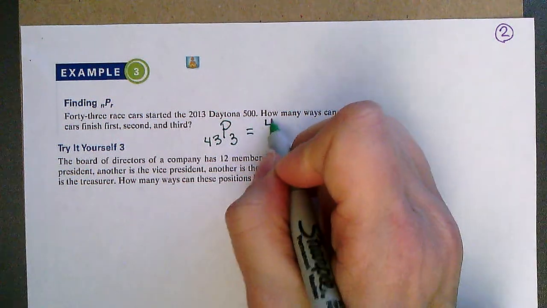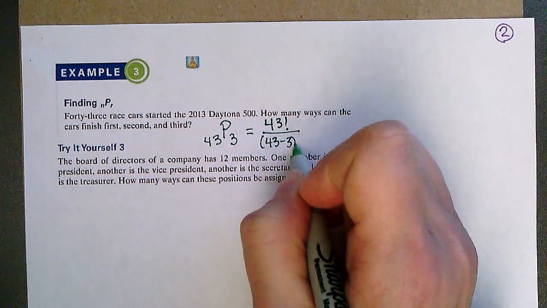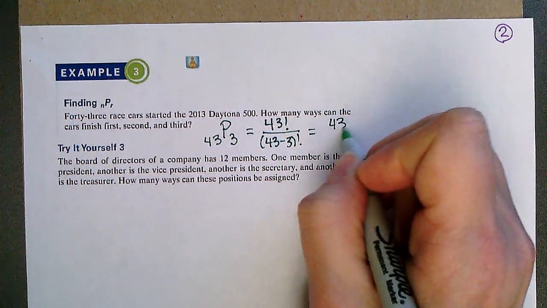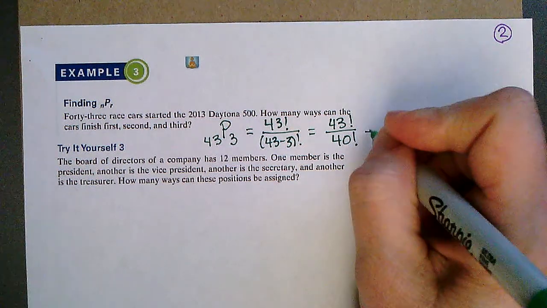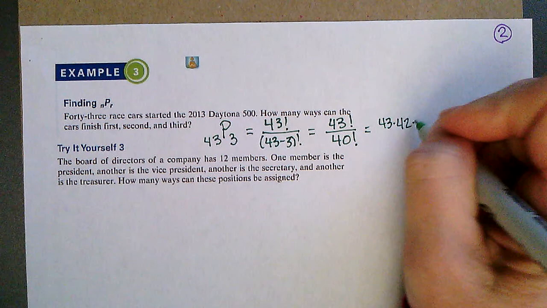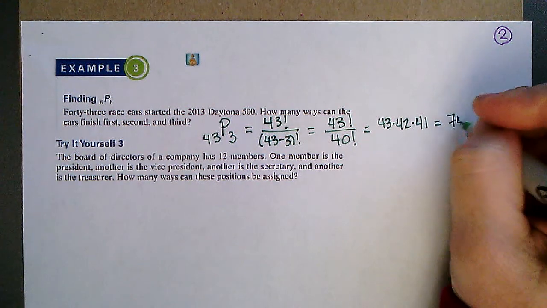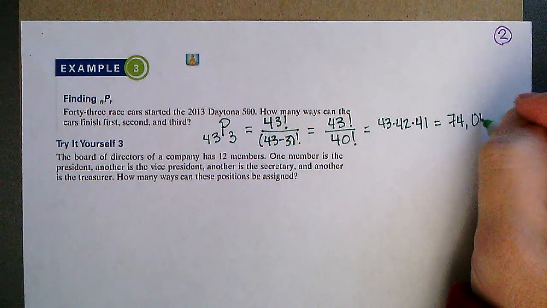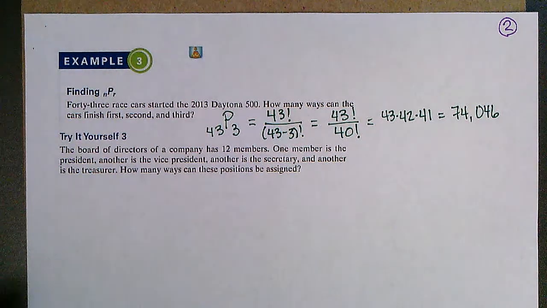So I will have 43 factorial divided by 43 minus 3 factorial, or 43 factorial over 40 factorial, which will be 43 times 42 times 41, which if I put that in my calculator gives me 74,046 different ways for that Daytona 500 to end up.